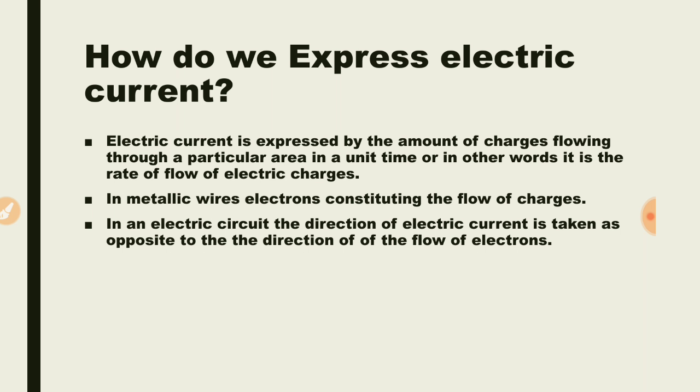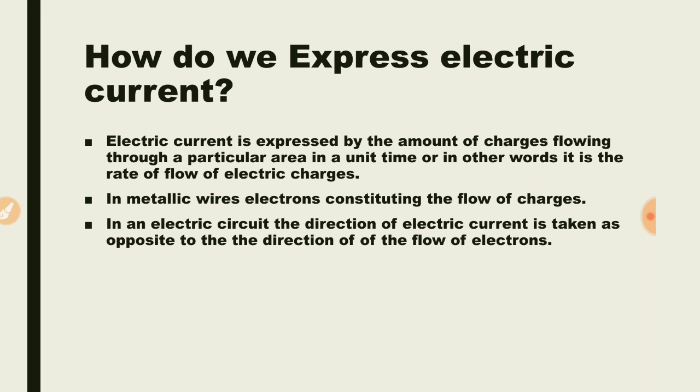Now, how can we express electric current? Electric current is expressed by the amount of charges flowing through a particular area in a unit time, or in other words, it is the rate of flow of electric charges. So in all the metallic wires or solids, electrons constitute the flow of charges.